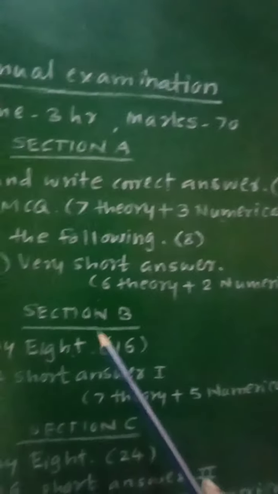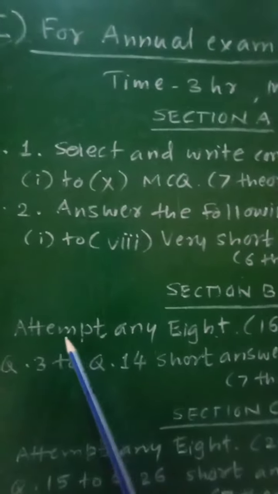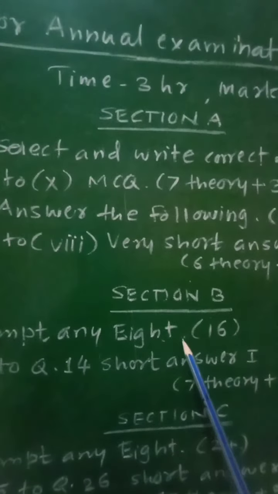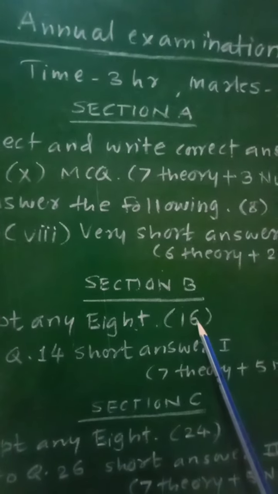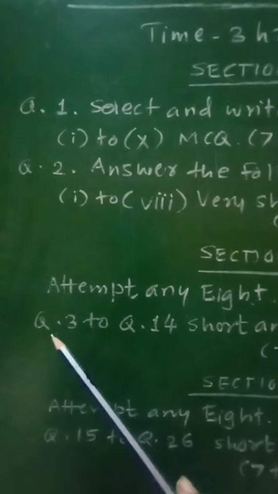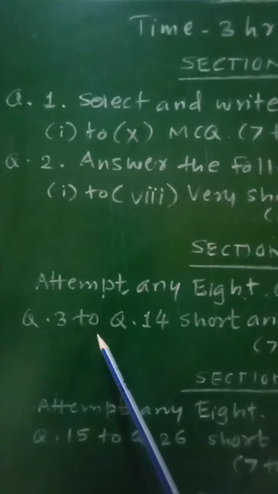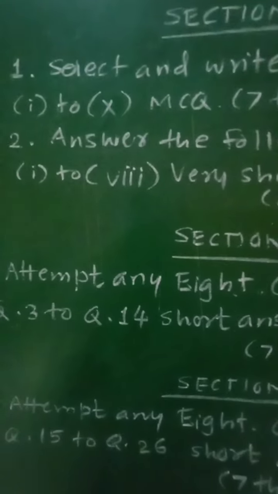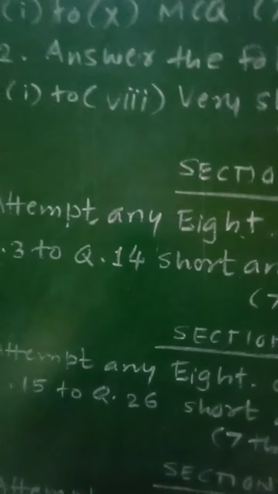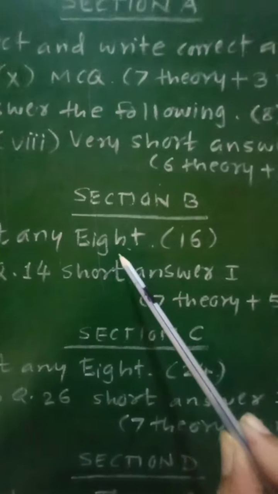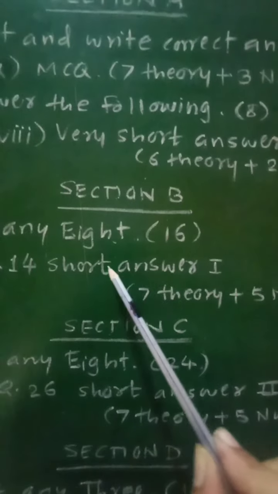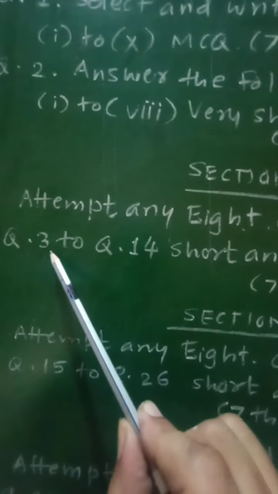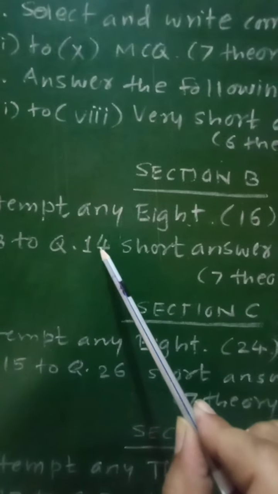Now let us see section B. In section B, attempt any 8, and it will carry 16 marks. So in this section B, question number 3 to question number 14 will lie, which will be short answer 1 type questions.